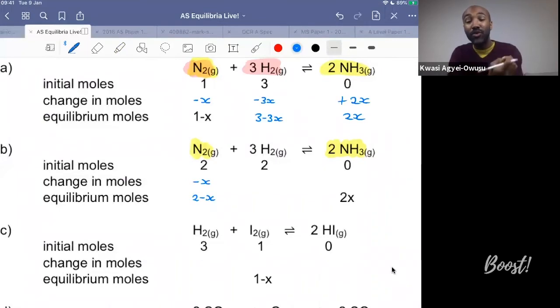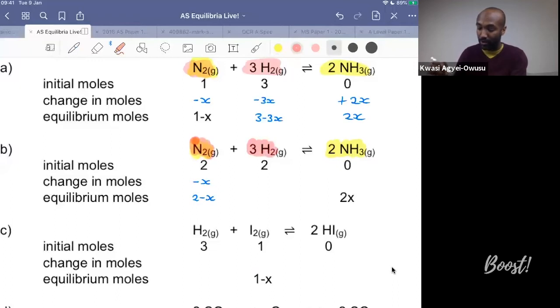And that means that at equilibrium, you've got 2 minus x moles of nitrogen left. Now, if you're using up x moles of nitrogen, that x moles of nitrogen has to react with 3 moles of our hydrogen. Why? Because 1 mole of nitrogen reacts with 3 moles of hydrogen. Okay, so we would expect that you would use up 3x moles of hydrogen. Okay, so at equilibrium, we would therefore have 2 minus 3x of our hydrogen.